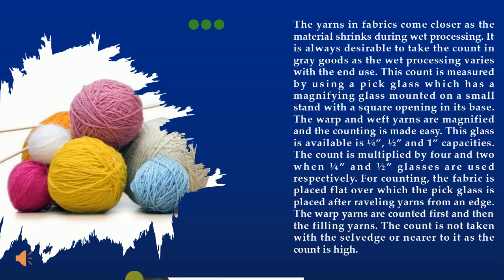This glass is available in 1/4, 1/2 and 1 capacities. The count is multiplied by 4 and 2 when 1/4 and 1/2 glasses are used respectively. For counting, the fabric is placed flat over which the pick glass is placed after raveling yarns from an edge. The warp yarns are counted first and then the filling yarns. The count is not taken with the selvedge or nearer to it as the count is high.